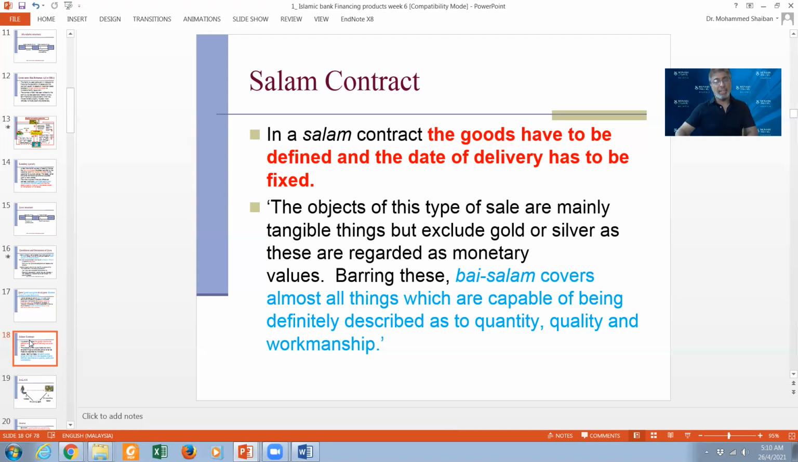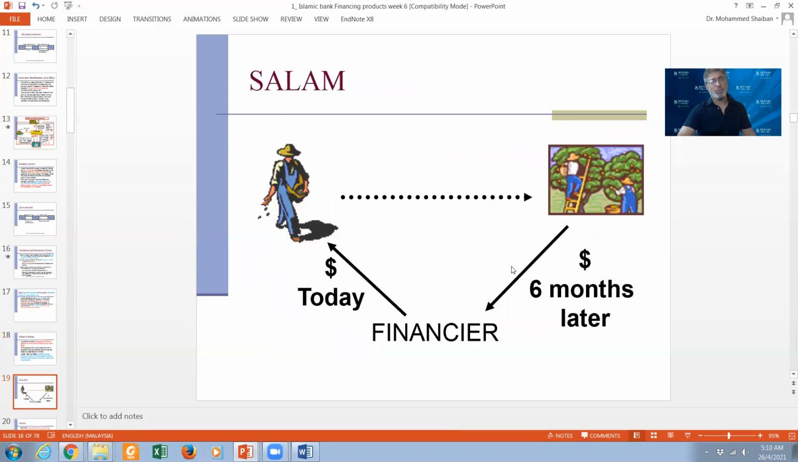or maybe cultivated the land and grew fruit or crops and brought them later on. So this is how the salam contract works. It has so many wide uses, and it's very, very Sharia compliant. As you can see, we do it for farming.